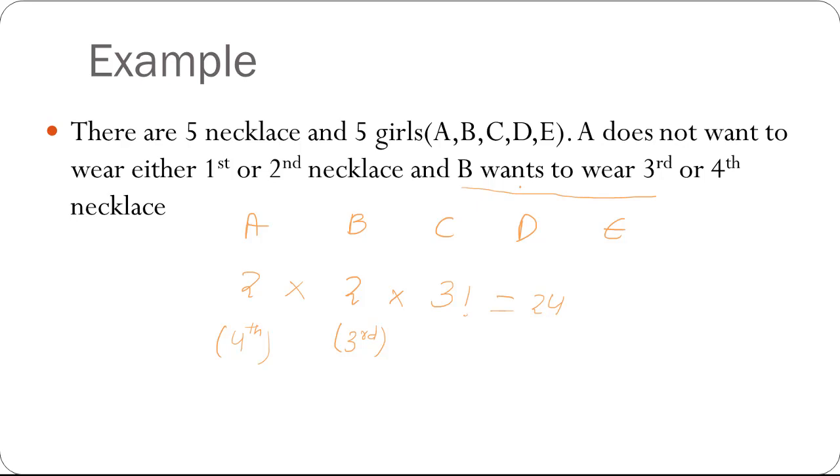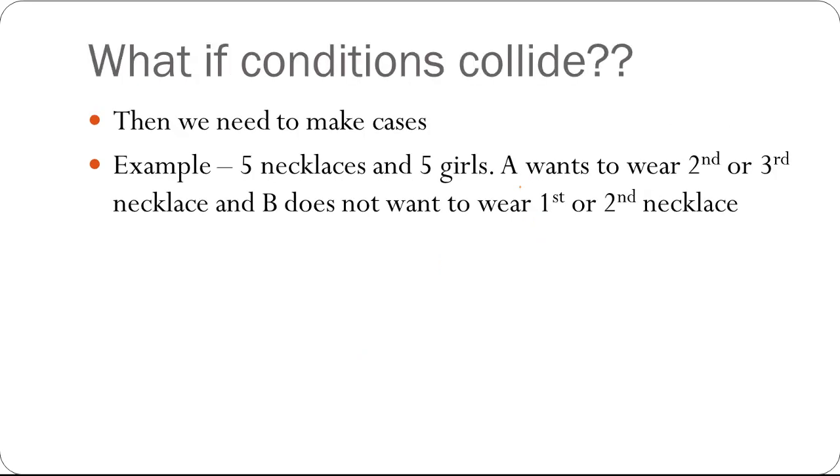So let's look at one more example which will illustrate this concept also. So let's see that when conditions collide, what do we do? Now, it's the same example with a slight twist. 5 necklaces, 5 girls. A wants to wear the second or the third necklace, and B does not want to wear the first or the second necklace. So here the second necklace is common to the positive as well as the negative condition, right?